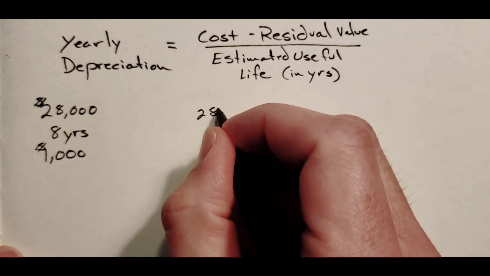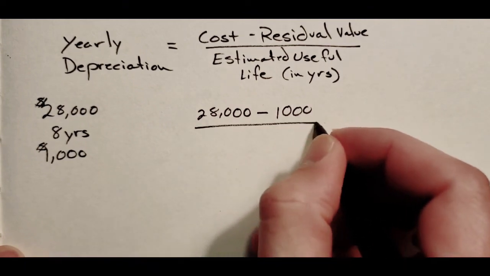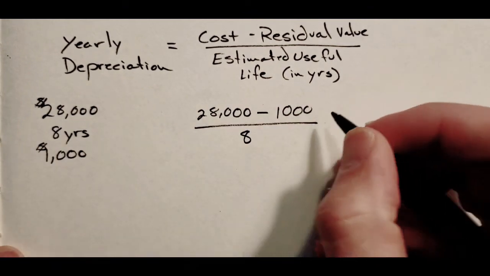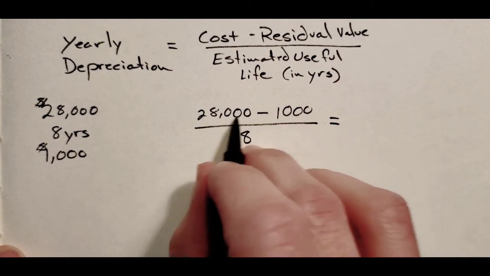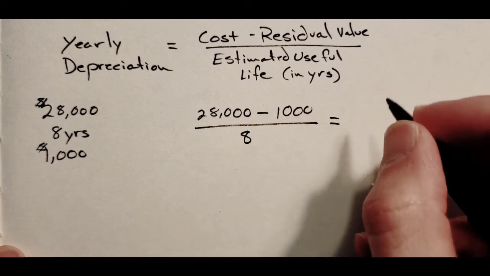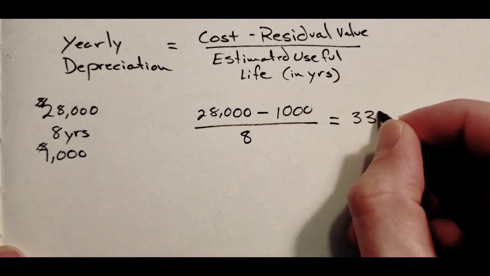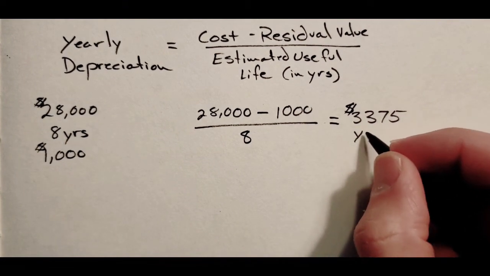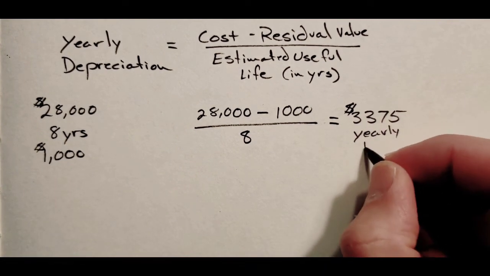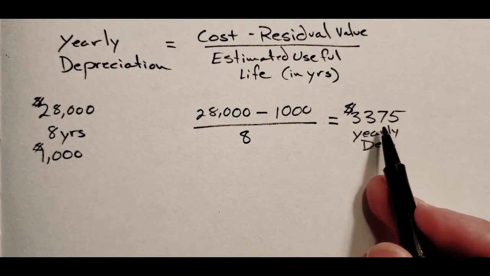So we're going to take our cost, $28,000, minus our residual value, $1,000, divided by 8 years. And when we do that, we do the top first, 28,000 minus 1,000, which would be 27,000, divided by 8, which gives us $3,375. This amount is the yearly depreciation. So in year one, it's going to lose $3,375. In year two, it's also going to lose $3,375.